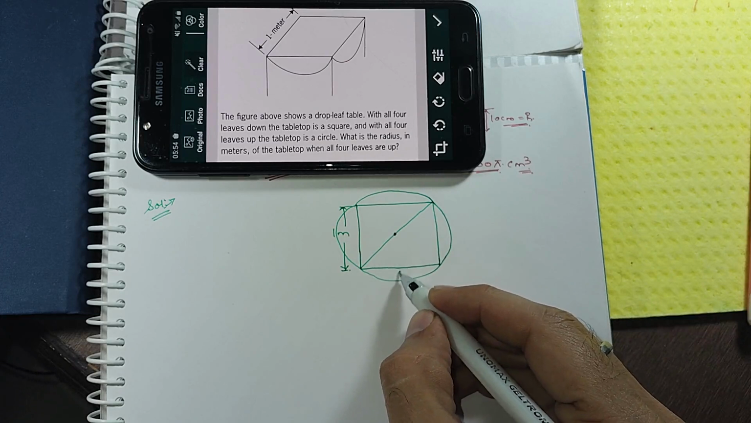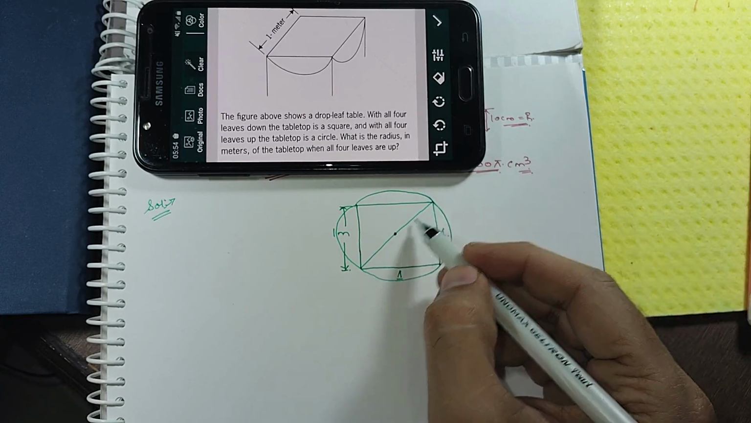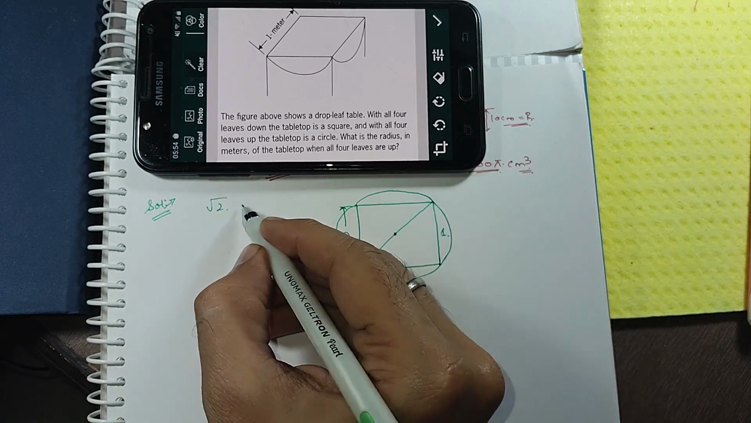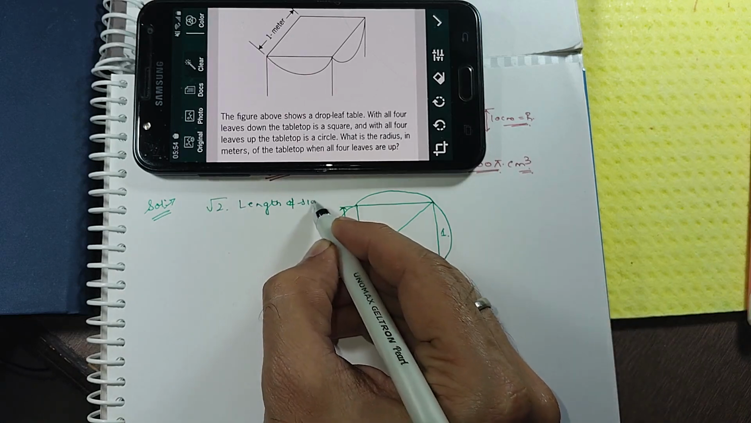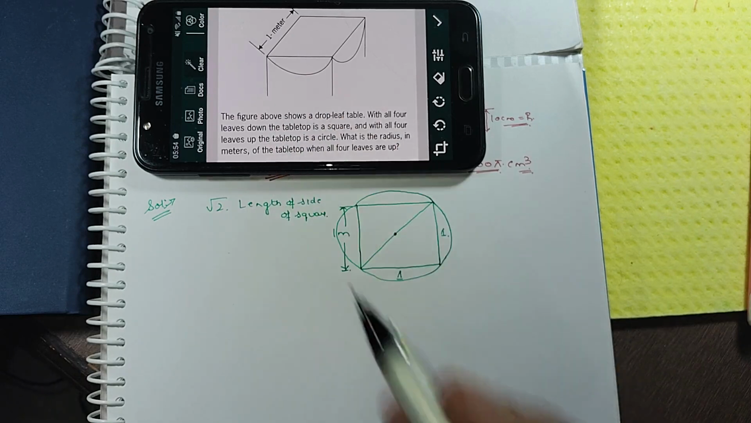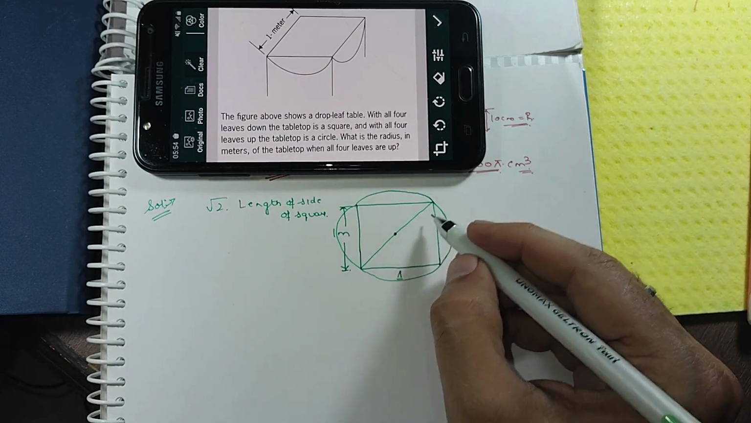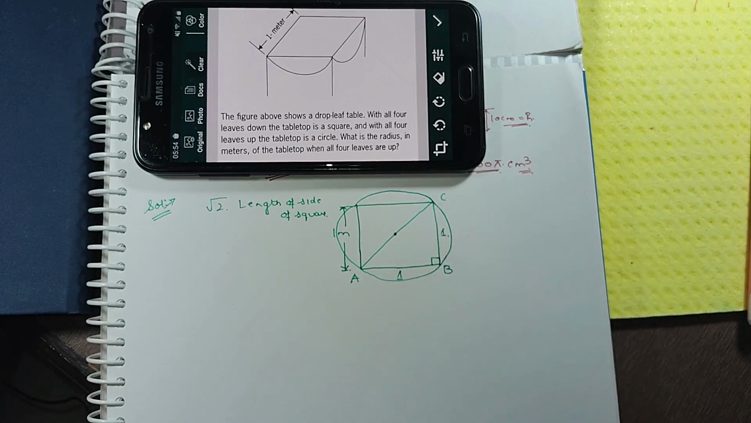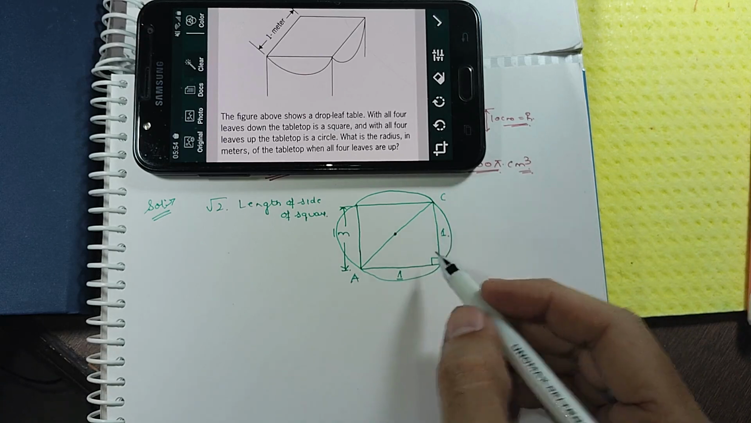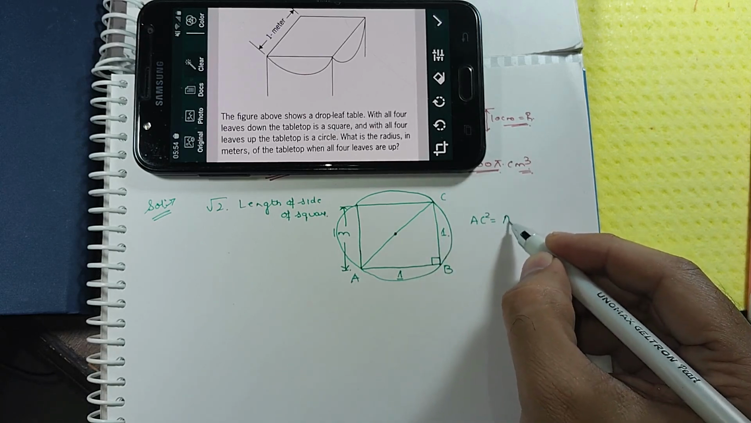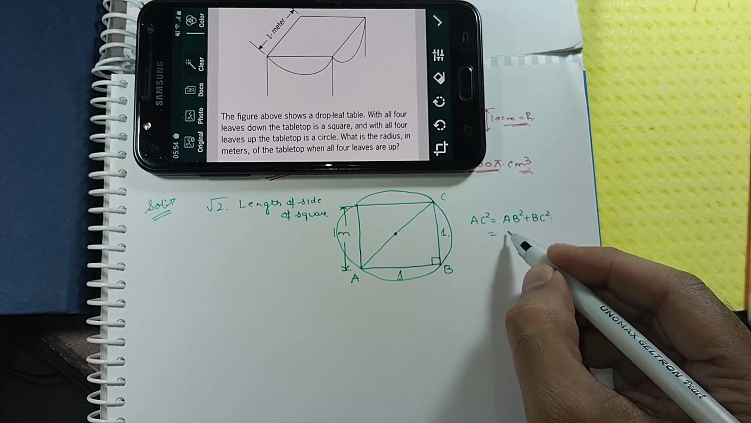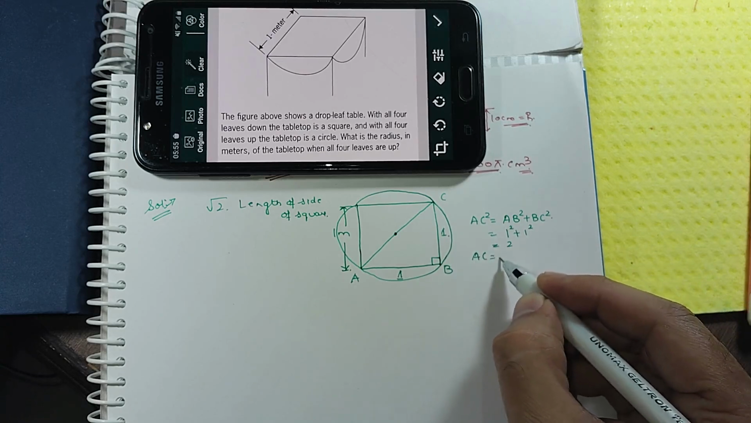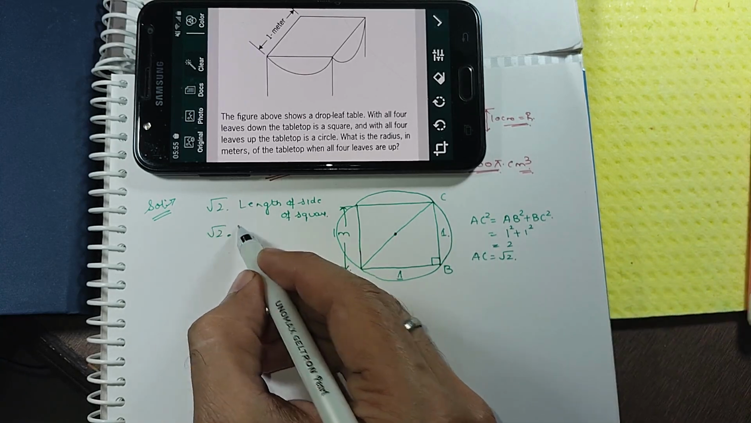Now this is a square, so this will be 1 meter, this will be 1 meter. So we know that the diagonal of a square is equal to √2 of the length of the side of the square. Here that length has been given to be 1 meter. How do we calculate this? So let us suppose this is a triangle ABC. This will be 90, as each angle of a square is 90 degrees. Now AC square will be equal to AB square plus BC square. So this will be 1 square plus 1 square. So this will be 2. So AC will be equal to √2. So this will be √2 into 1 equal to √2.